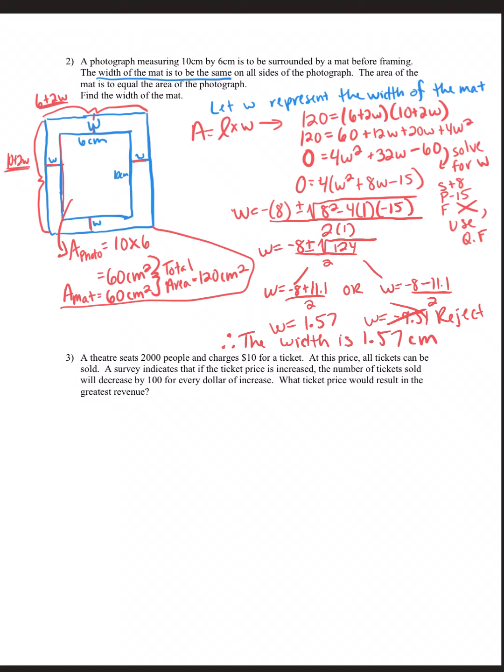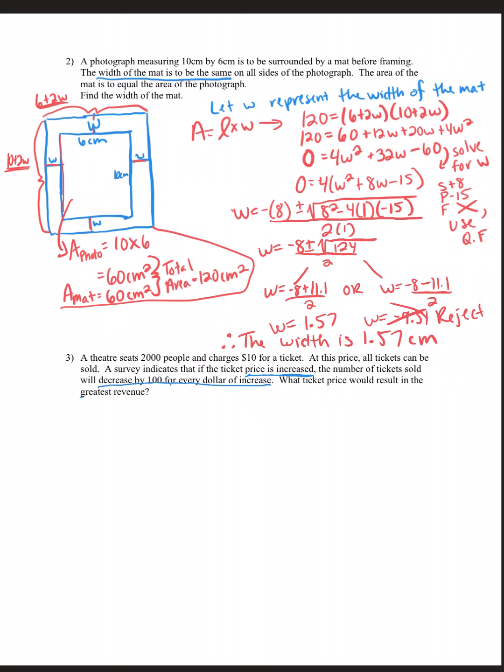A survey indicates that if the ticket price is increased, so we're looking at maybe representing a variable that will represent an increase in price, the number of tickets sold will decrease by 100 for every $1 of increase. What ticket price would result in the greatest revenue?